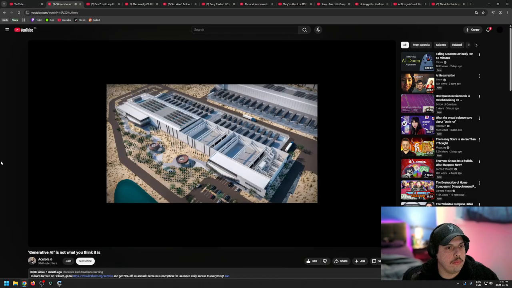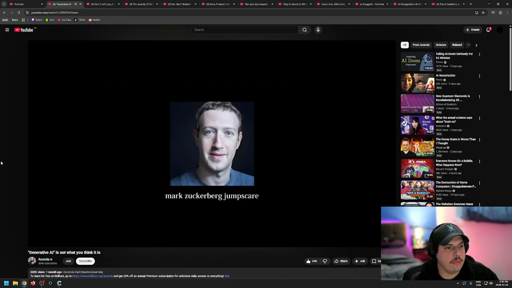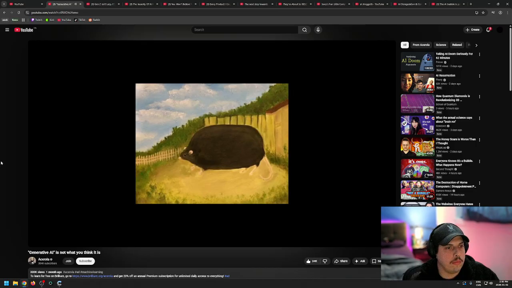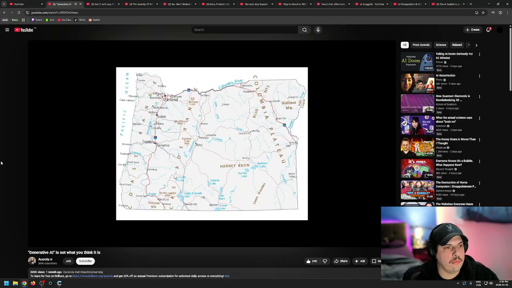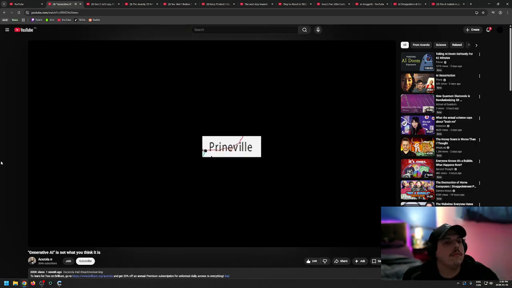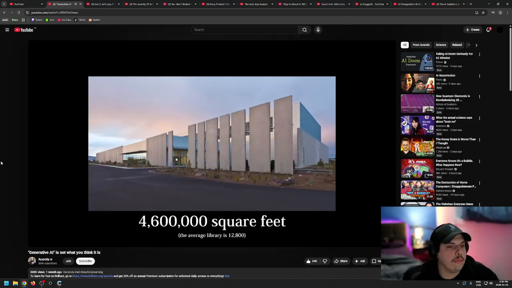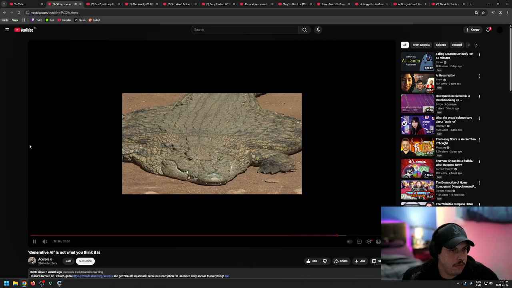Large data centers use millions of gallons of water a day, and I can assure you that Mark Zuckerberg isn't looking to build tiny data centers. When I say large, I mean large. The biggest data center in the country is right near where I live in Prineville, Oregon, at 4.6 million square feet. Thanks, Mark.